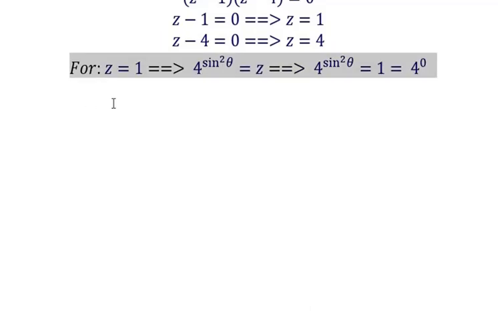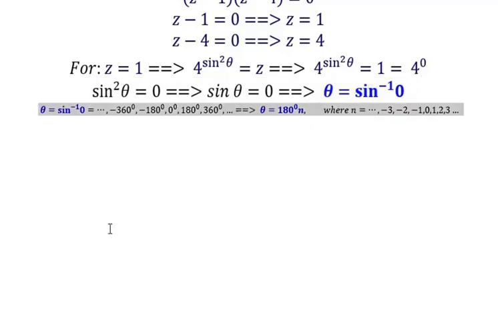Now for z equals 1, 4 to the sine squared theta equals z. That means 4 to the sine squared theta is equal to 1, and 1 is 4 to the 0. That means sine squared theta is equal to 0. That means sine theta is equal to 0. That means theta is sine inverse of 0. This is the first solution.